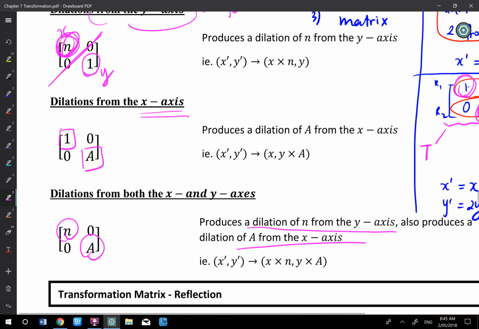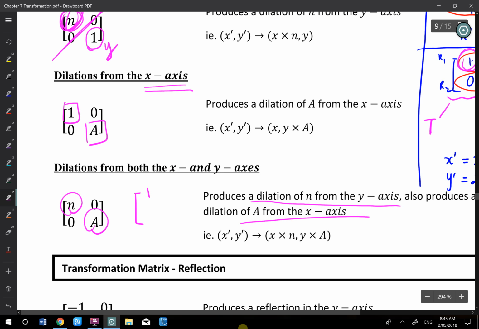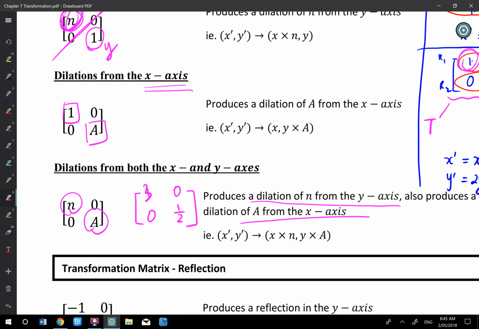So if I give you any transformation matrix, for example, 1, 0, 0, half. Okay, if I give you this, let's make a 3 here. You can tell me this is a dilation by a factor of 3 from the y-axis and then a dilation of a half from the x-axis. That's what you can directly see from the matrix without giving you any wording. So this matrix can represent the dilation already. Okay, that's the first one.